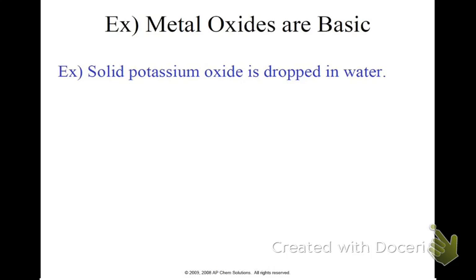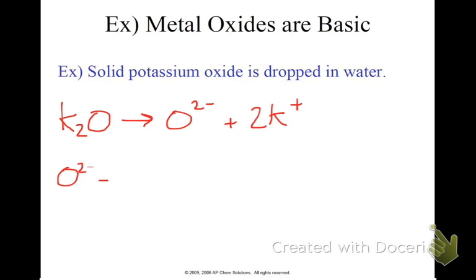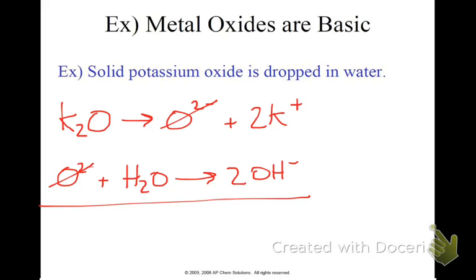Okay, so potassium oxide, K2O. And that's going to, when it's put into water, form that O2 minus plus 2K plus. And it's that O2 minus that's going to interact with water, H2O, and that's going to form 2 hydroxides. So those oxygens are just teaming up with the water to form 2 hydroxides, and really that oxide isn't really going to be in there anymore, just an intermediate.